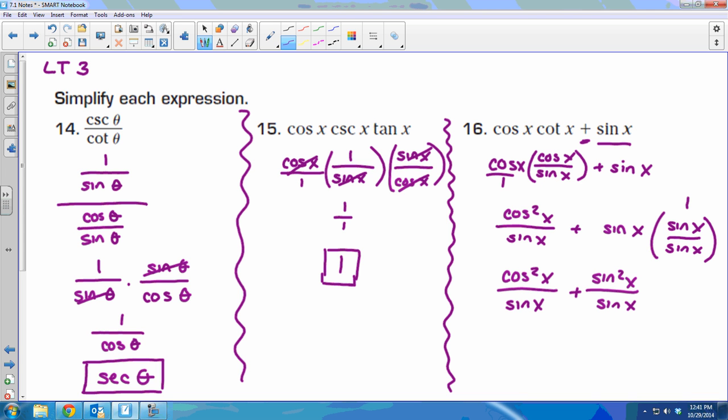Why do you get this? Can you just add it all? I'm not done yet. So the sine x being added to this one, we are multiplying by sine x over sine x, so we have a common denominator, and we could actually add them.